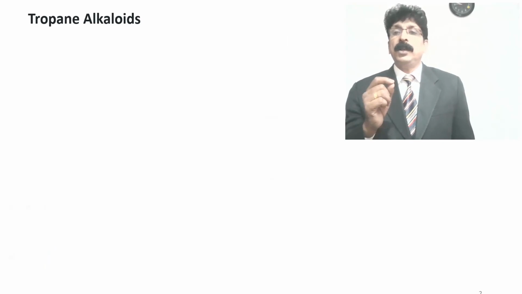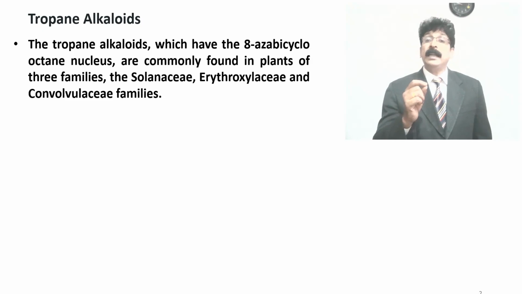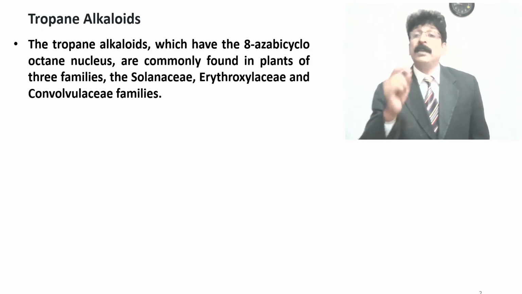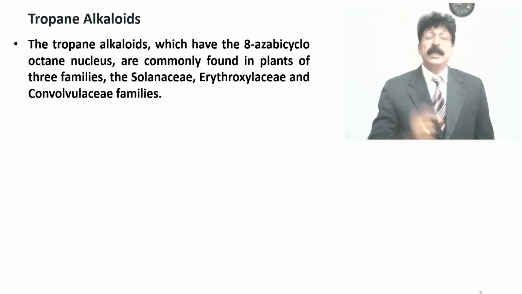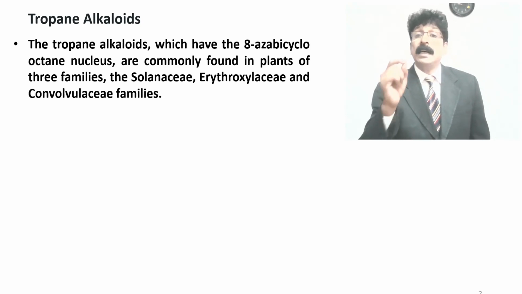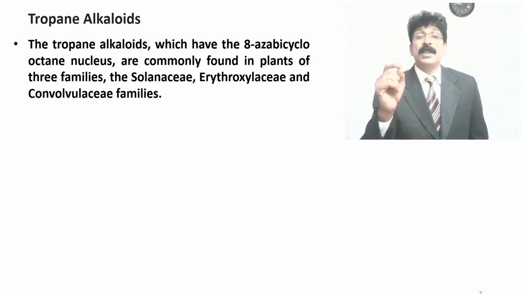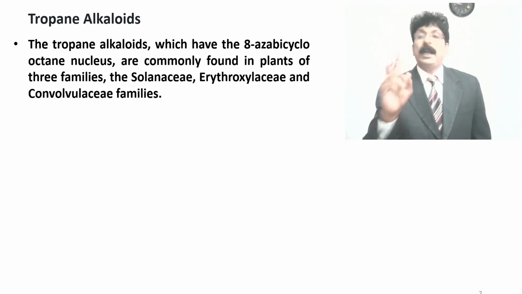So, tropane alkaloids. In general, we should know about the chemistry of the tropane alkaloids. The tropane alkaloids, which have the 8-azabicyclo[3.2.1]octane nucleus, are commonly found in plants of 3 families. We are going to see today only the Solanaceae family, 2 leaves especially.